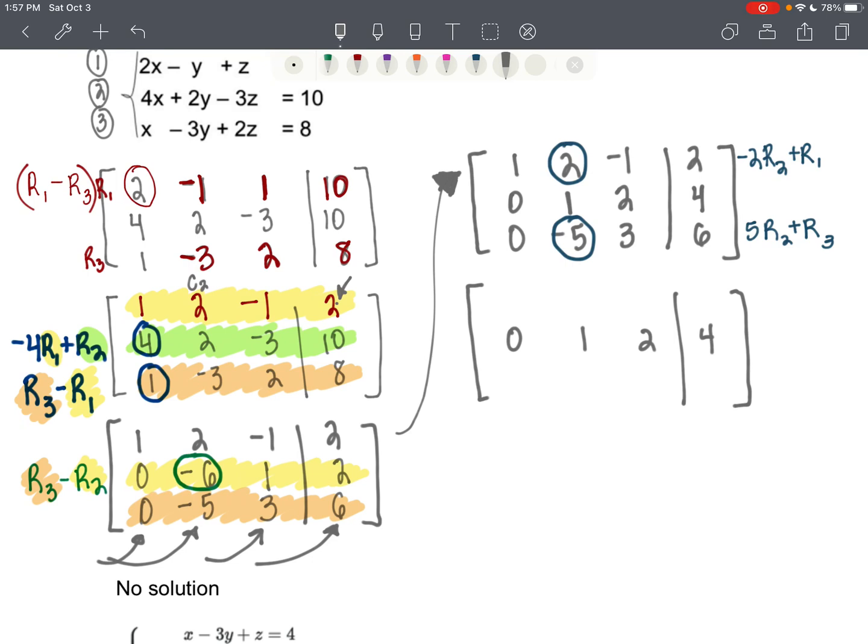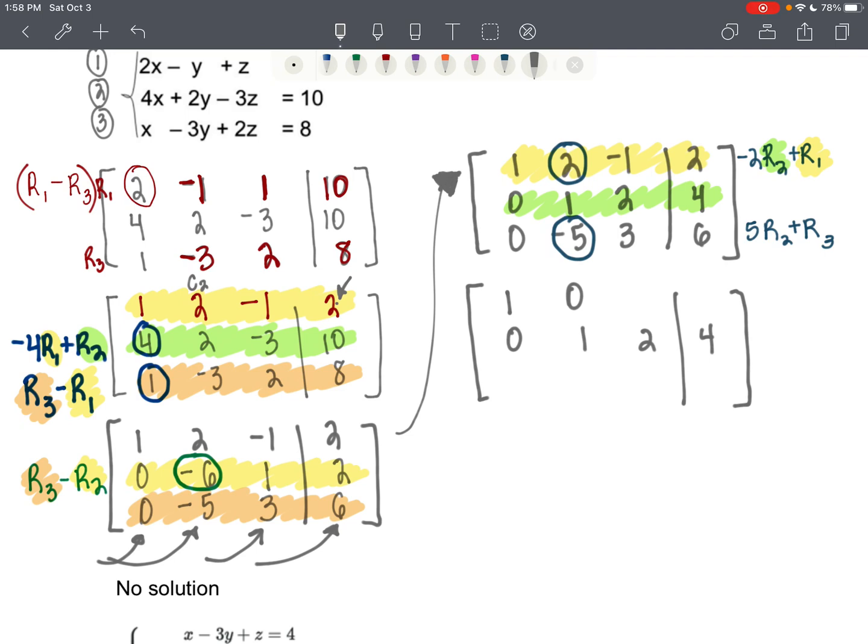So we're going to take -2. Let me use those colors again. Row 1 we'll make in yellow, and row 2 we're going to make in green. So I'm going to take -2 times 0. I'm going to go to row 2. -2 times 0 is 0. 0 plus 1 is 1. -2 times 1 is -2 plus 2 is 0. So I'm multiplying row 2 by negative 2 and then adding it to row 1.